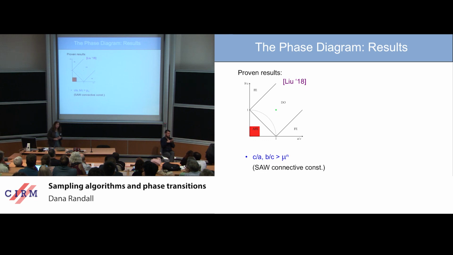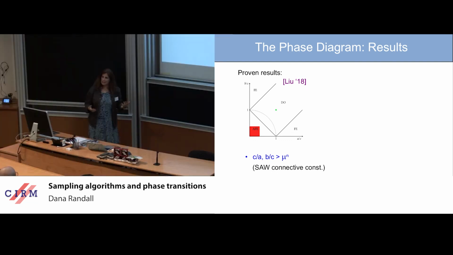But I will tell you, this is exactly the strategy that Liu used. And he said that if C over A and C over B are both less than the self-avoiding walk constant, because this blue line is a self-avoiding walk, then you could arrange it so that when you flip, you go from an A or a B to a C.